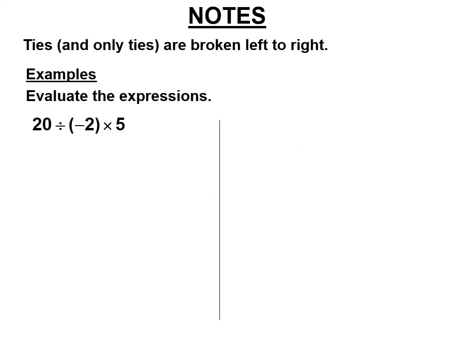Right? We have a tie. We must do this division first. 20 divided by negative 2 is negative 10. Negative 10 times 5, negative 50.